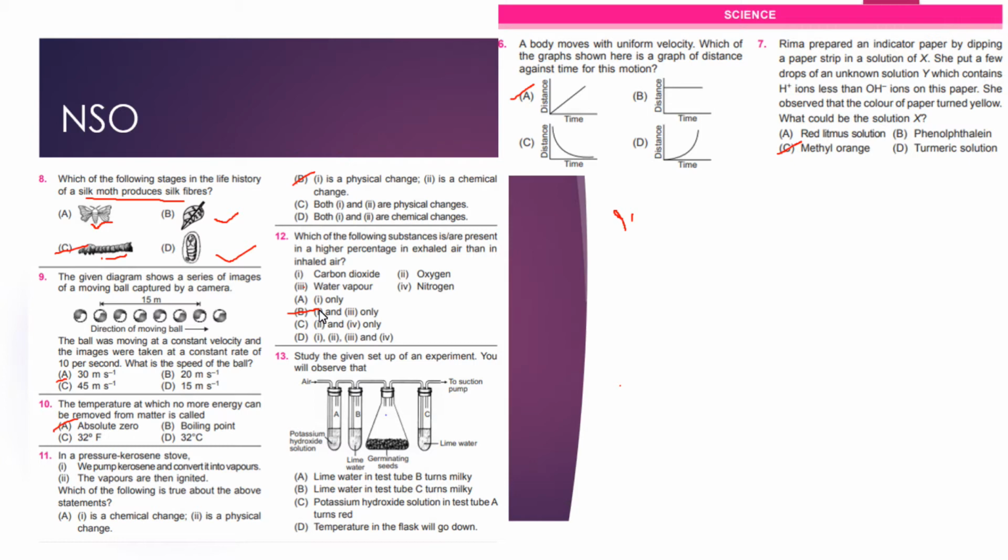Study the given setup of the experiment. You will observe that lime water in test tube B turns milky, lime water in test tube C turns milky, potassium hydroxide solution in test tube A turns red, and temperature in the flask will go down. What might be the observation in the study of the above experiment is the question asked here. So the answer is lime water in test tube C turns milky.